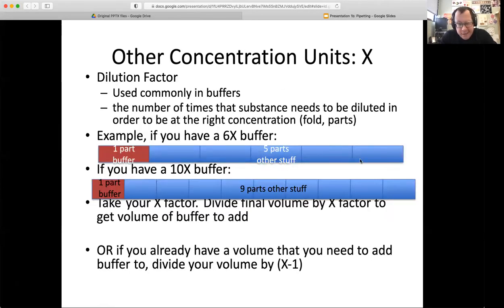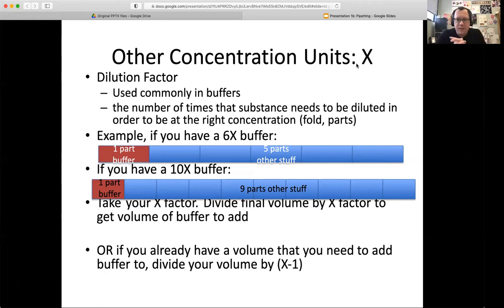And then there's this one that's actually really easy, but people overthink it. This is another one that you have to practice to get used to. So this unit is called X. It's how many more times concentrated something is than what we want to use it at. Typically, whenever we see a solution like this, we want to use the final solution at 1x concentration. So our gel buffer comes as a 50x solution. We want to use it as a 1x solution. So that means it's 50 times more concentrated than what we want to use it at.